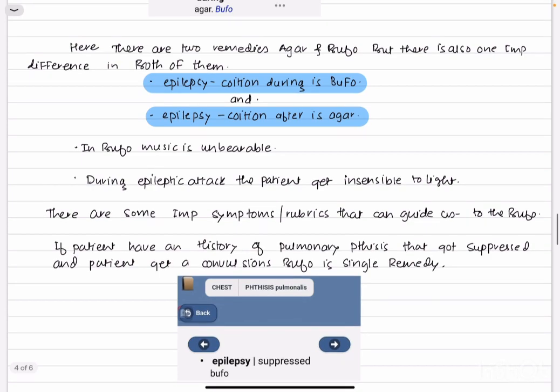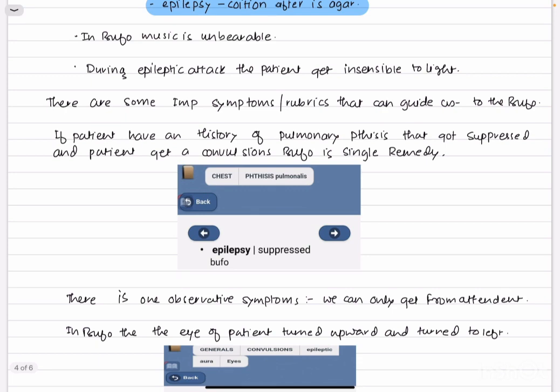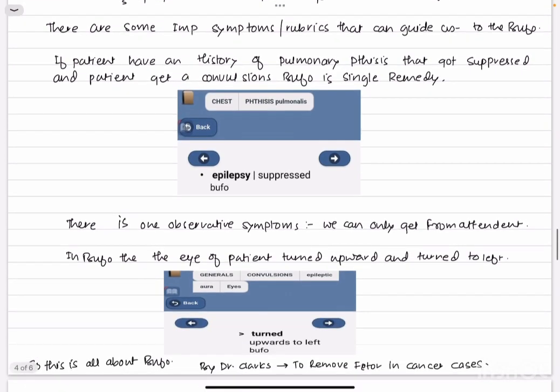There are some important symptom rubrics that can guide us to Bufo. If the patient has a history of pulmonary phthisis that got suppressed, and the patient gets convulsions after that, Bufo is a single remedy. We find that in chest, phthisis pulmonalis, epilepsy suppressed after: Bufo is a single remedy. It means if the patient has a history of phthisis, that is tuberculosis, which was partially cured or suppressed, and presently the person is having epileptic attacks, we can think of Bufo.